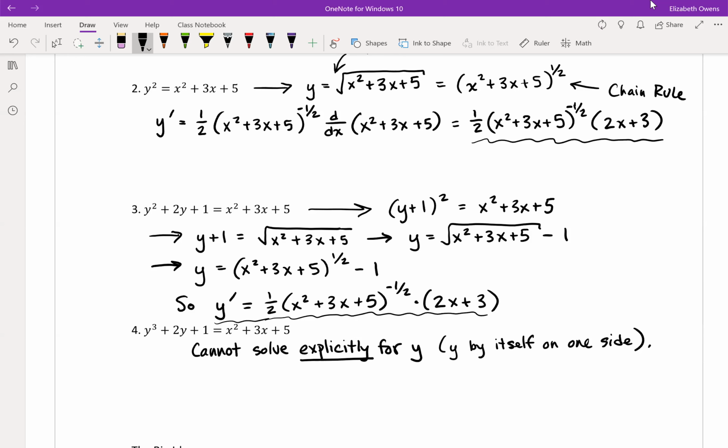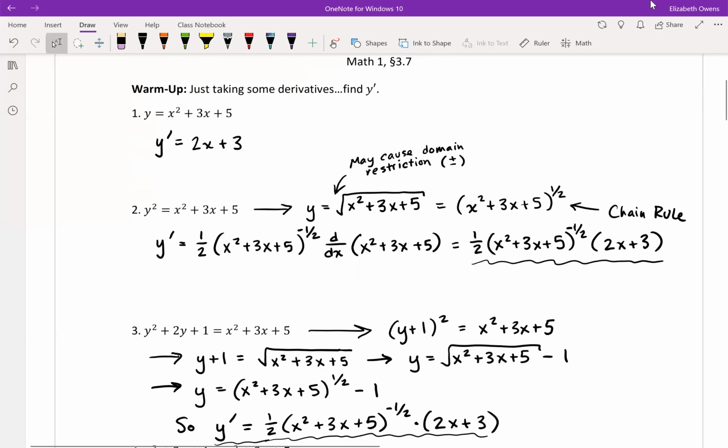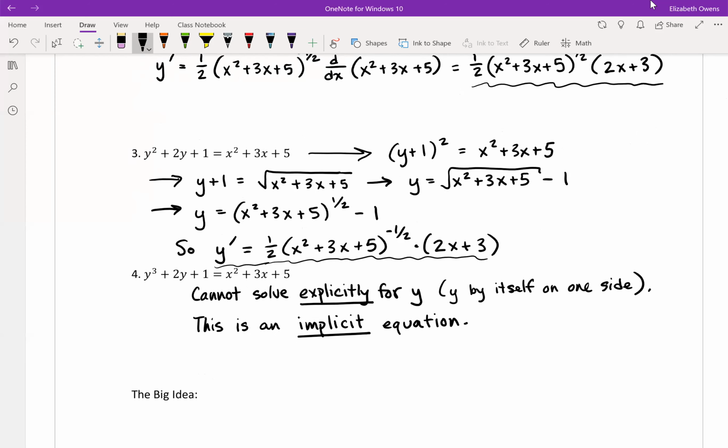So if this cannot be solved explicitly, we say that this is the opposite of explicit, which is implicit. So this is what we would call an implicit equation. Okay, implicit. And that is what this section focuses on here, because this is on implicit differentiation. So taking derivatives of equations like this, implicit equations that can't be solved explicitly for y.